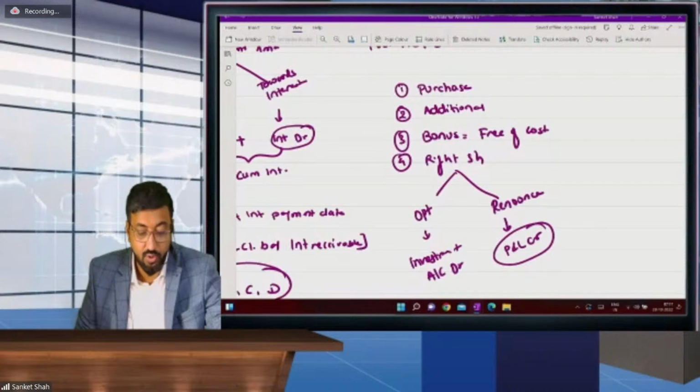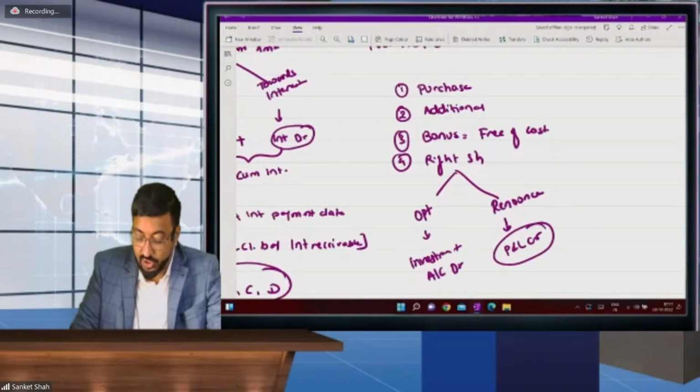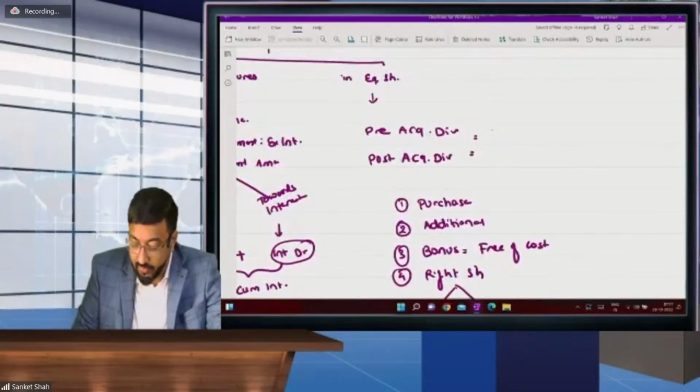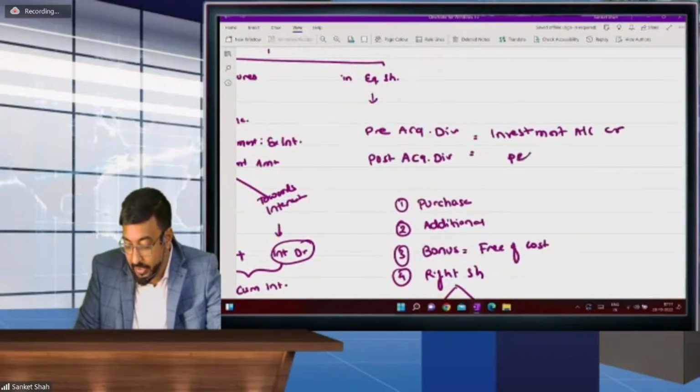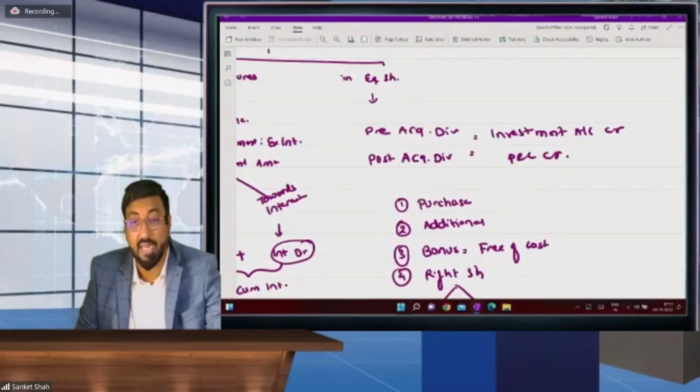Very good. Mr. Dhruv answered it very well. Pre-acquisition dividend: here the entry will be bank account debit, investment account credited. And in case of post-acquisition dividend, P&L account is credited. So you can write it: pre-acquisition dividend, bank account debit to investment account, and post-acquisition dividend is bank account debit to P&L account.